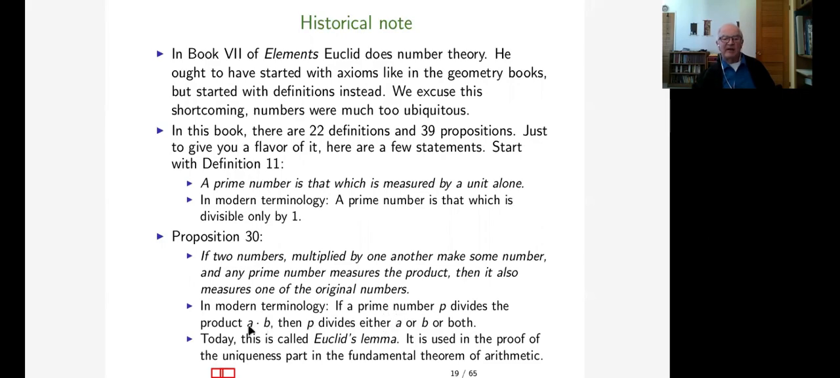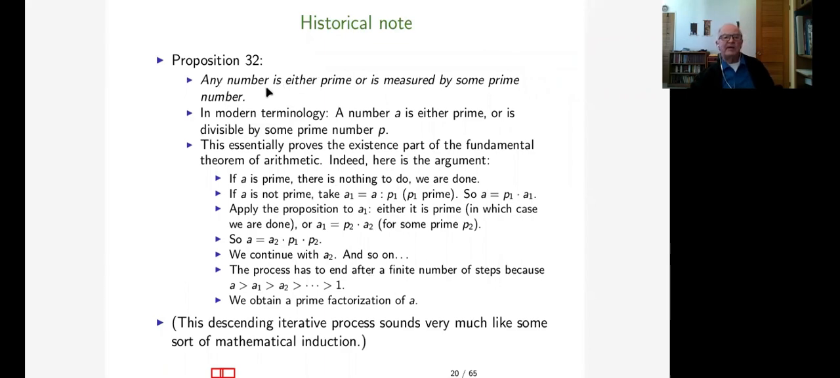So this is really very simple to understand. If you have a product, then a prime number that divides the result has to divide either one or the other. This we call Euclid's lemma. And it's very important because we use it to prove the uniqueness part of the fundamental theorem of arithmetic. And proposition 32 says any number is either prime or is measured by some prime number. In modern terminology, we would say a number A is either prime or is divisible by some prime number. And he proves this. This is used to prove the existence part of the fundamental theorem of arithmetic.